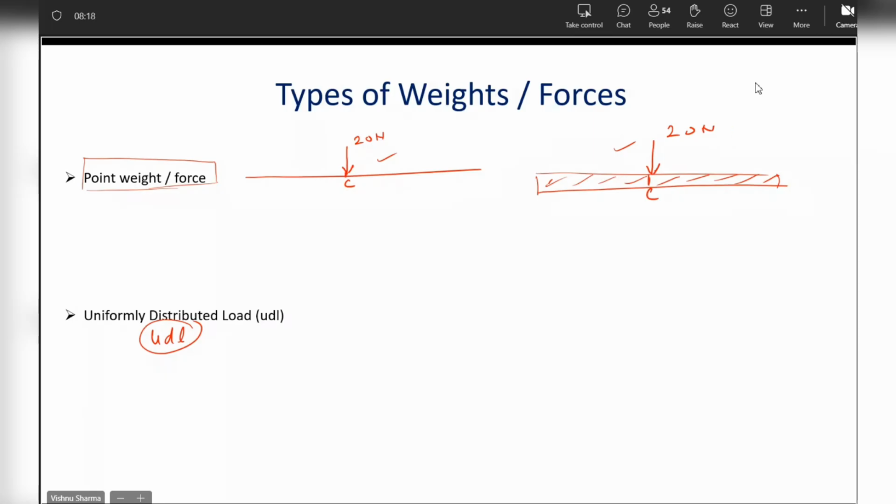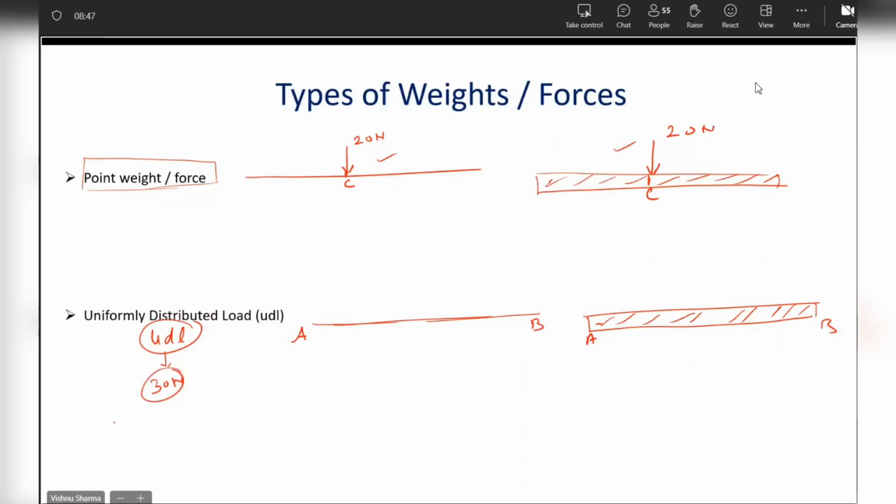length be. For example, let us say I have this light beam and I have this beam of uniform cross section. I have two beams with me here. Let's say here is A, B. Let us say there is a UDL of 30 newtons. The word UDL automatically implies uniformly distributed. A uniformly distributed load of 30 newtons is spread over 3 meters from end A.